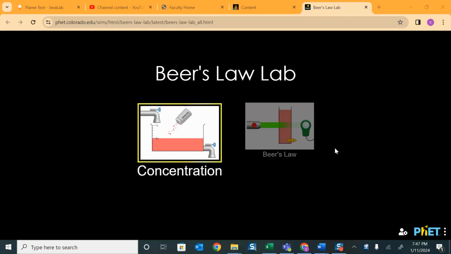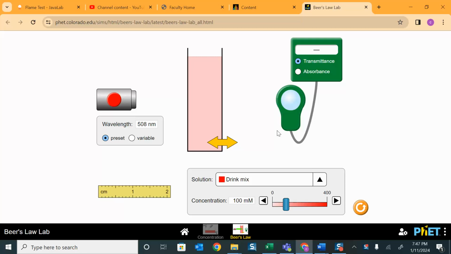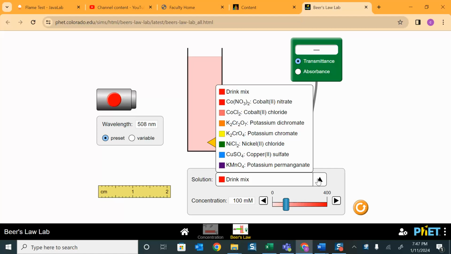Beer's Law lab now, and we'll be able to investigate the relationship between concentration and absorbance. When you click on the link, you have two choices. I want you to get to the Beer's Law lab, and here we go. So this is a cuvette. A cuvette is going to be filled with some liquid, some solution.